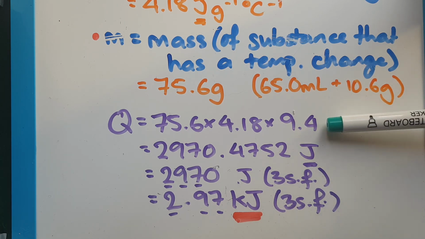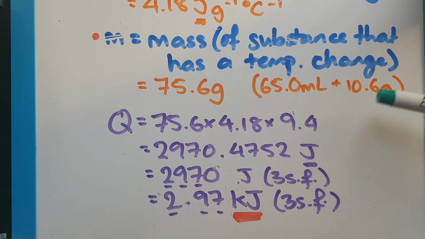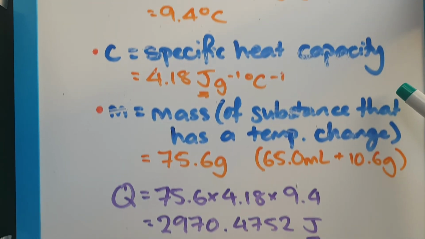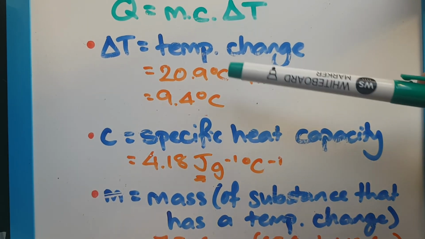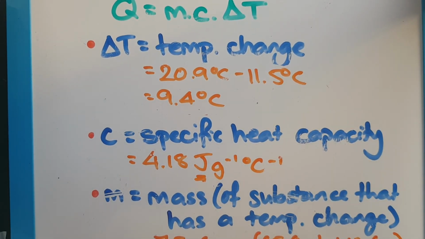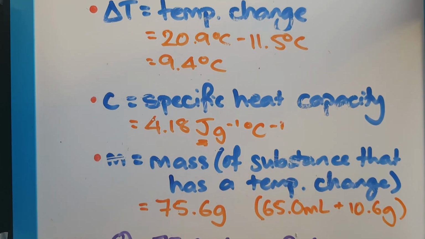I'm then going to round it off to 3 significant figures, because in these questions, it is usually 3 SF. Now, technically, it should be 2 because of this 9.4 degrees Celsius change, but the actual original values were to three significant figures, 20.9 and 11.5. So I'm going to persist with that.